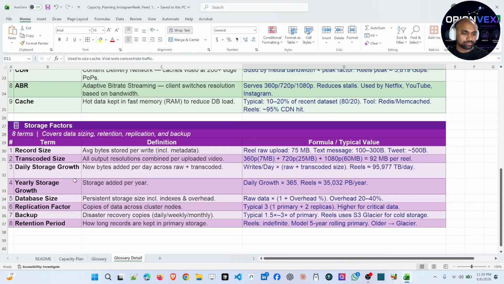Storage requirement. The parameter we use for calculating the storage requirement is record size. How much will be each record? Average bytes stored per write. That is the record size.